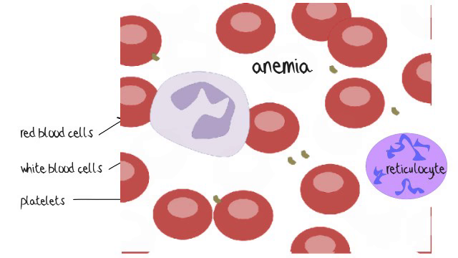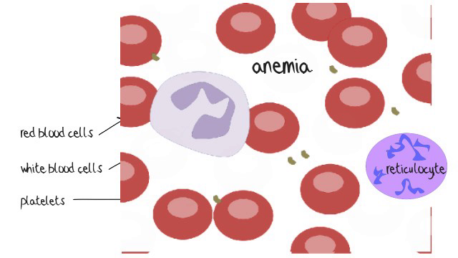High levels of reticulocytes suggest the body is trying hard to replace the missing blood cells, which is what the body should do. Low levels suggest the body is having trouble producing red blood cells, so the anemia may be caused by a problem with production.